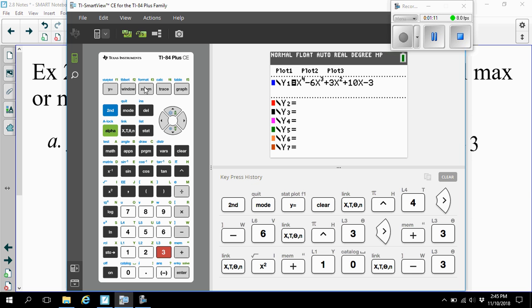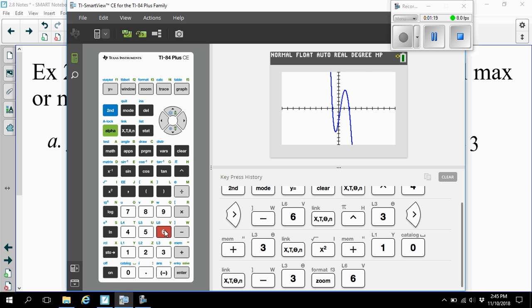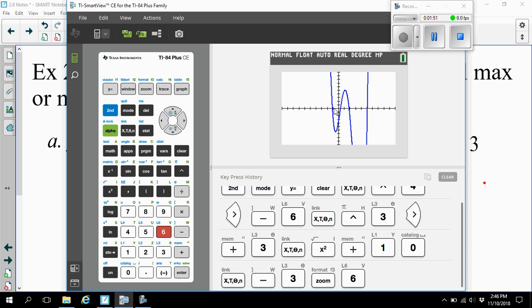I'm going to go to Zoom Standard just to make sure my graph is in the standard window. Notice here we don't see the entire graph, so we do need to change our window. We'll do that in a little bit when we find any local max or mins. Now notice how many times the graph crosses the x-axis. It crosses 4 times. We could just look at our degree, and that tells us how many solutions.